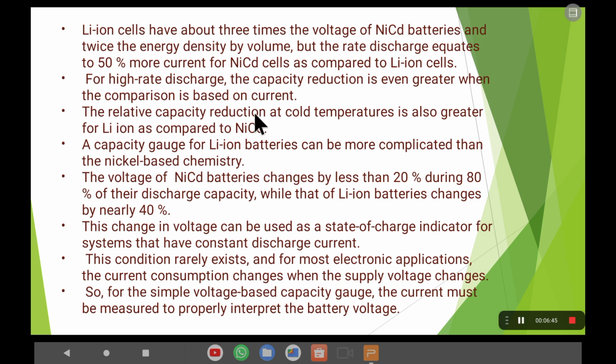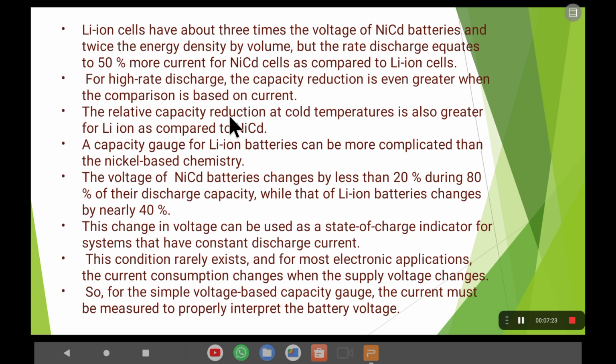There may be questions asking, what are the advantages of lithium ion batteries over nickel cadmium batteries? For the answer, this is one of the most important points. Lithium ion cells have about 3 times the voltage of the nickel cadmium batteries, as well as twice the energy density by volume. These are the two important advantages of lithium ion batteries compared to nickel cadmium as well as nickel metal hydride. As well as for high rate discharge, the capacity reduction is even greater, based on the current.